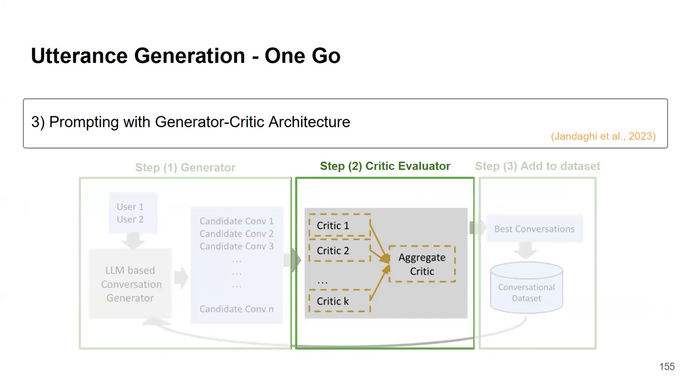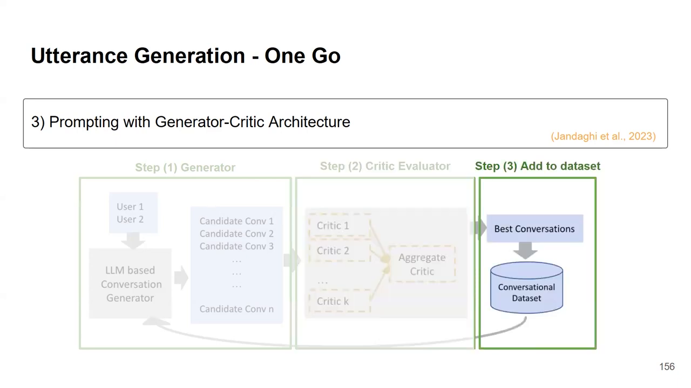And in the second step, the critic evaluator evaluates the conversation candidates regarding some policies, and these policies are some evaluation metrics. So at the end of this step, the best conversation is selected. And in the third step, this selected conversation is added to the dataset, and the generator uses this newly generated conversation for the next iteration. The experimental results show that this iterative approach can improve the performance of the generator.